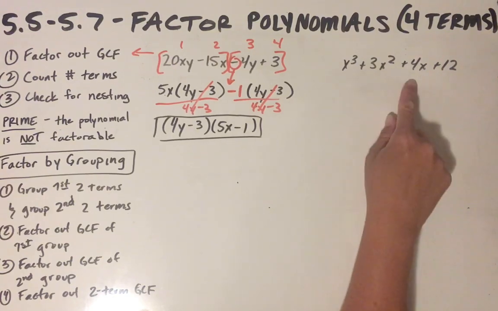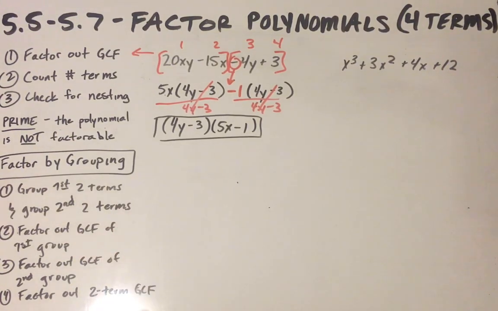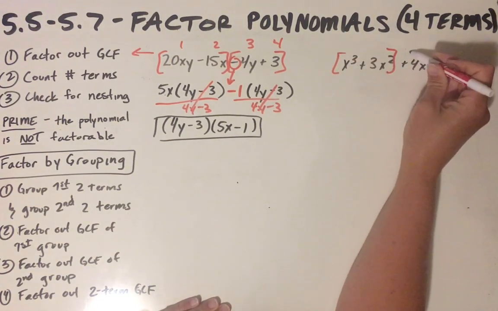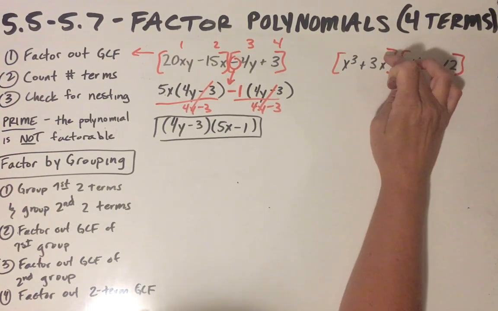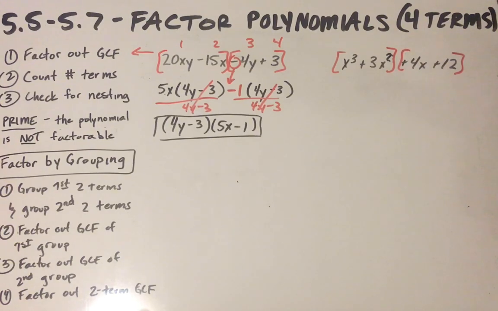There's 1, 2, 3, 4 terms. So I know that I'm going to factor by grouping. That means I'm going to group the first 2 together and the last 2 together. That is a squared right there. Okay. So when I group the first 2, I'm going to factor out the GCF of the first group.